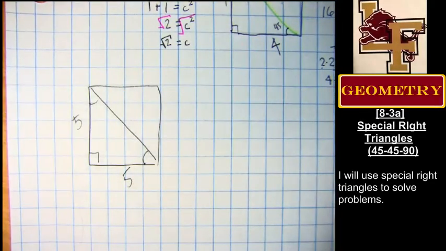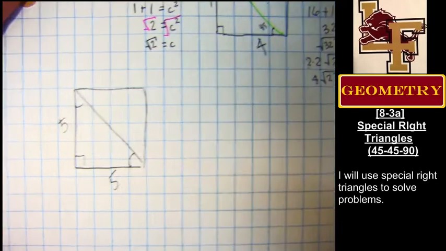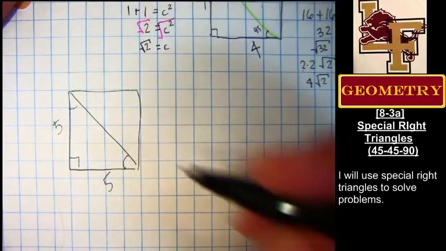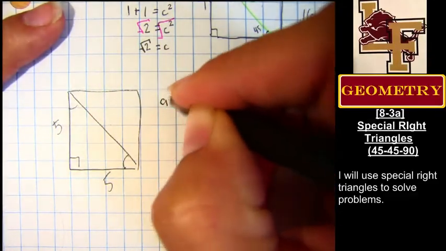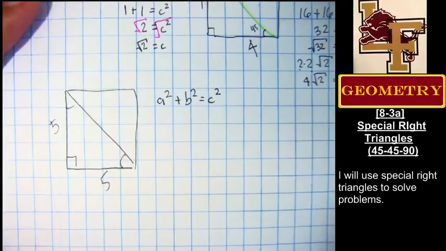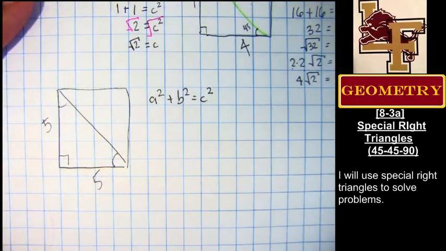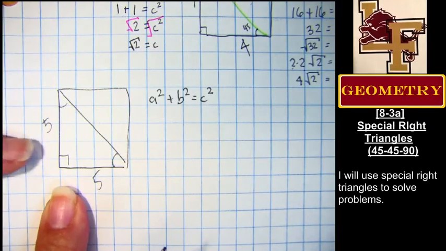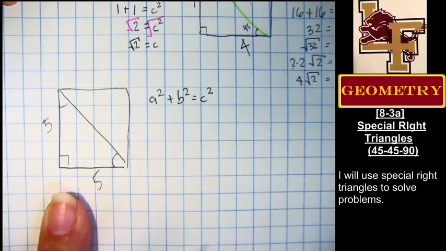So there's my square, 5 by 5, drawn really ugly. My c is the hypotenuse. So I have my Pythagorean theorem again. I promise this sets you up for a shortcut and then you don't have to do Pythagorean theorem as long as you have a triangle that's set up like this. Half of a square. Okay, 45, 45, 90 triangle.